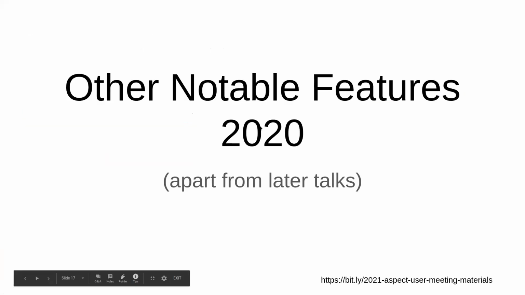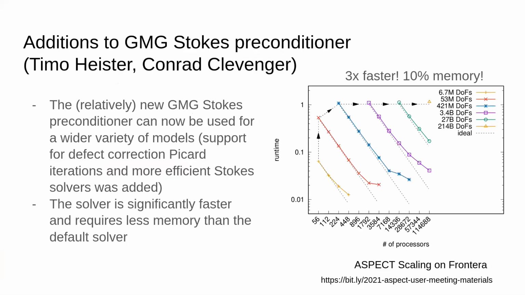Okay, I just have a few more notable features of 2020 left, and then we can get to some discussions, and then also we will have the science presentations in the next block. First of all, there were new additions and scaling tests for the GMG solver preconditioner in the last year. We don't have a full talk this year about the GMG solver, but maybe Timo, do you want to say a few things about the slide, or should I go ahead? I can do that, yeah.